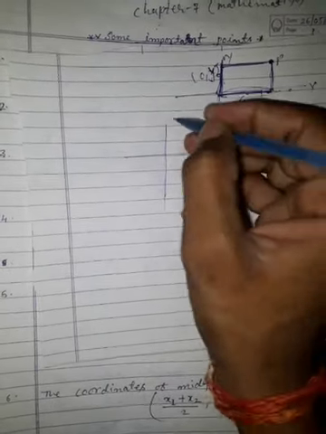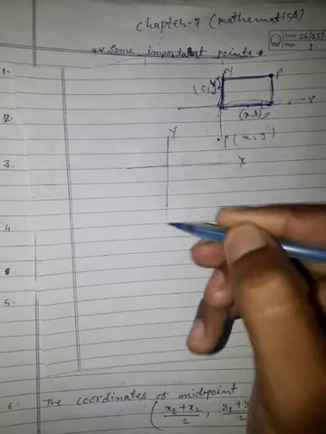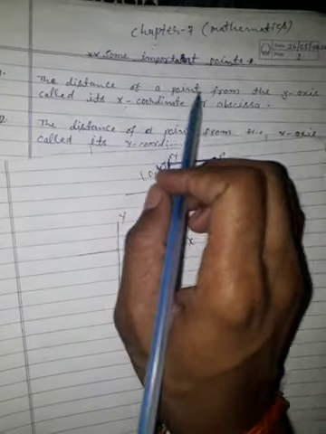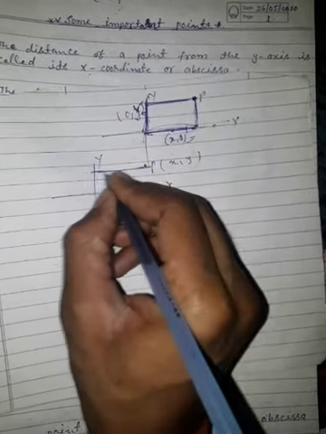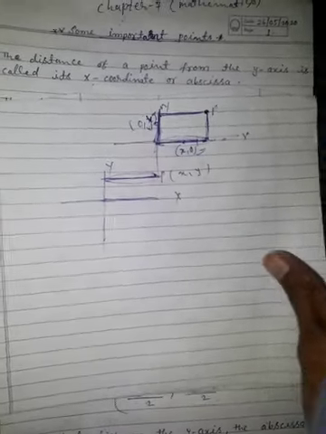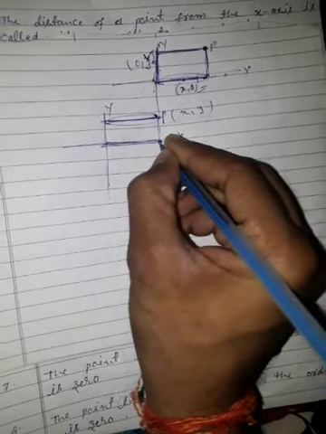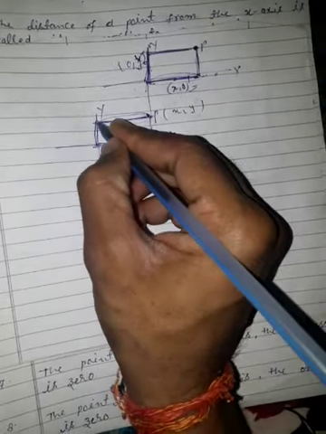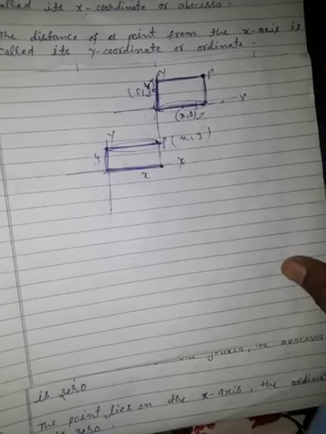This is the x axis and this is the y axis. This is any point P (x, y). So here, the distance of a point from the y axis means this distance. This distance is called abscissa or x coordinate. This point means this distance is x and this distance is y. So this is called abscissa or x coordinate.